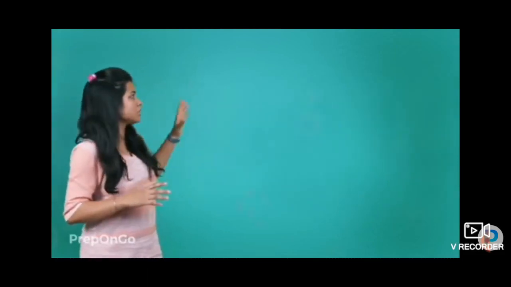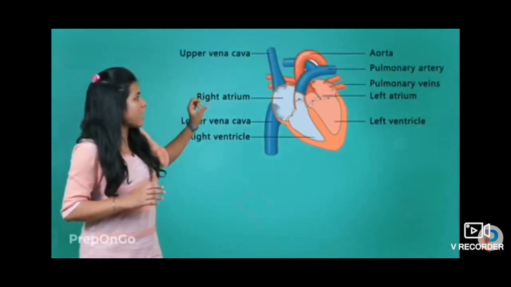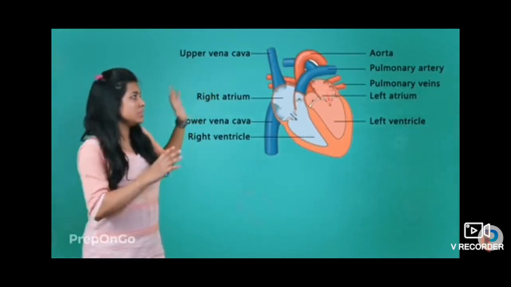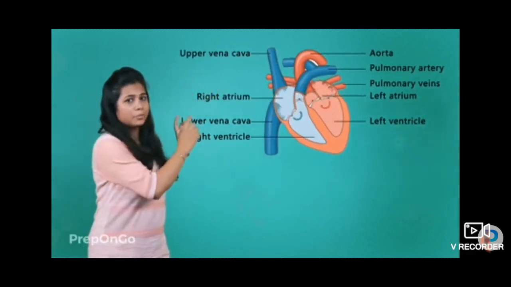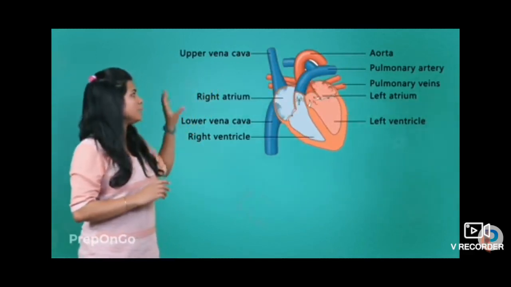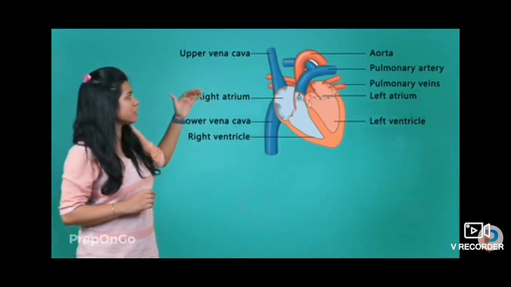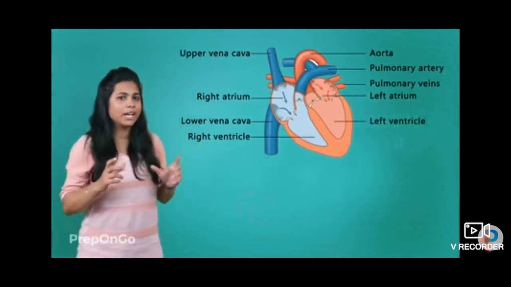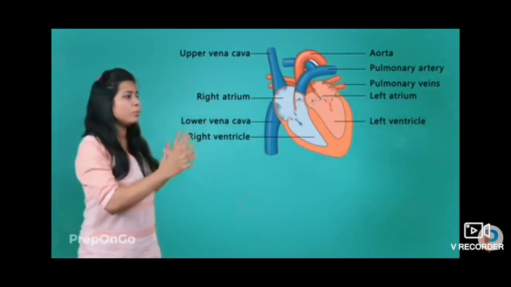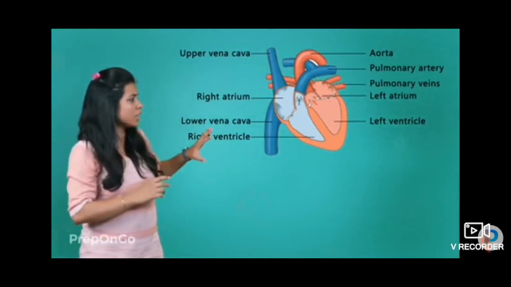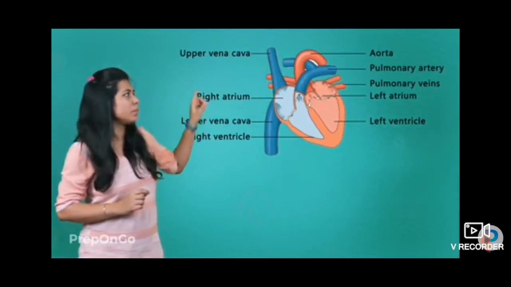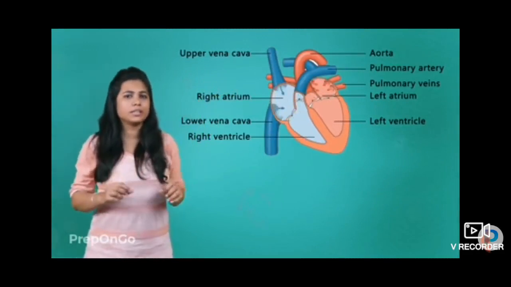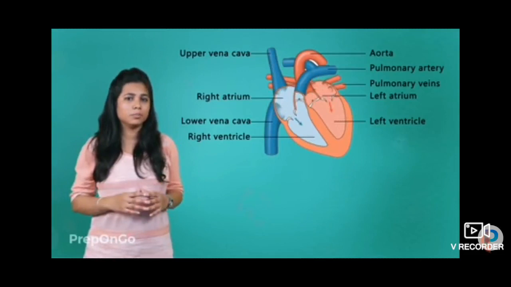First, the deoxygenated blood enters the right atrium through the upper and lower vena cavas. This blood enters when the right atrium is relaxed. Now, when the right atrium contracts, it transfers the deoxygenated blood to the right ventricle. At that time, the right ventricle is relaxed. Now, when the right ventricle contracts, it pumps out the deoxygenated blood through the pulmonary arteries to the lungs. In the lungs, the deoxygenated blood gets converted into oxygenated blood.